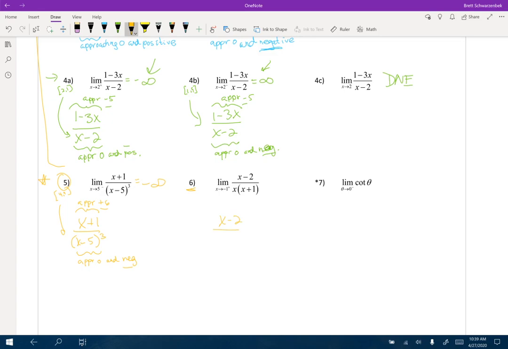All right, so let's take a peek at this function. We're going to -1 from the positive side. All right, so again, if we plug in -1 in the numerator, it looks like we're approaching -3. All right, so that's good. Approaching -3. Okay, if we plug -1 into the denominator, we get -1 times -1 plus 1, which is 0. So we are approaching 0.